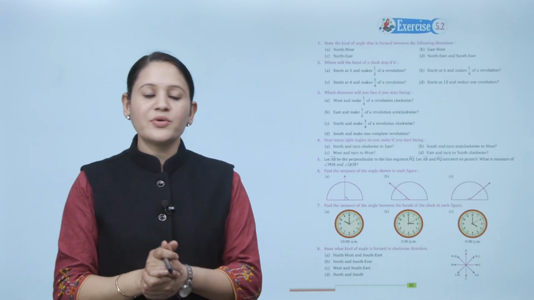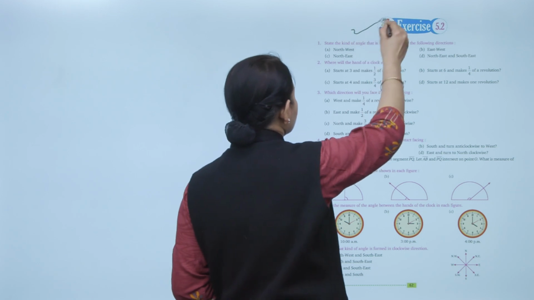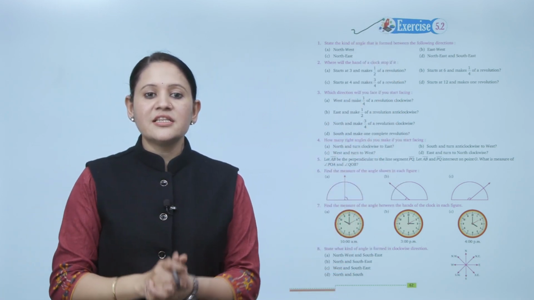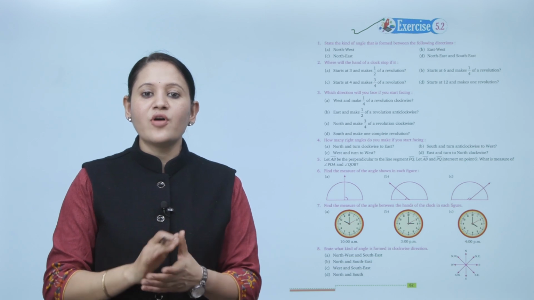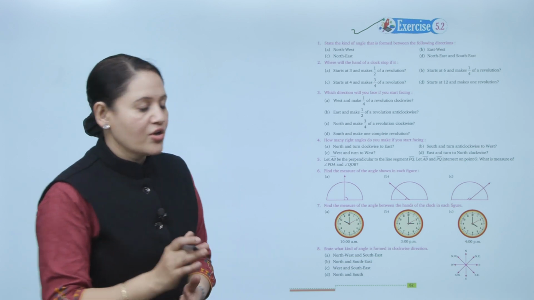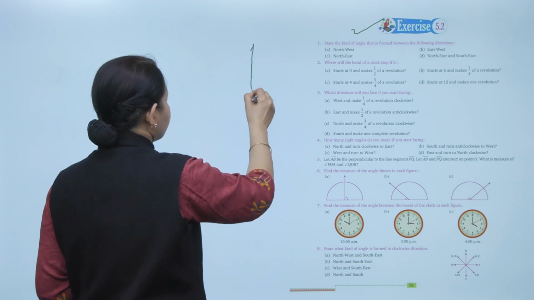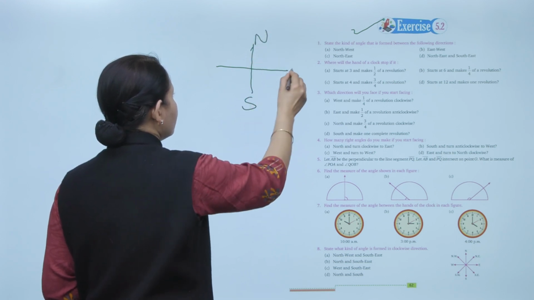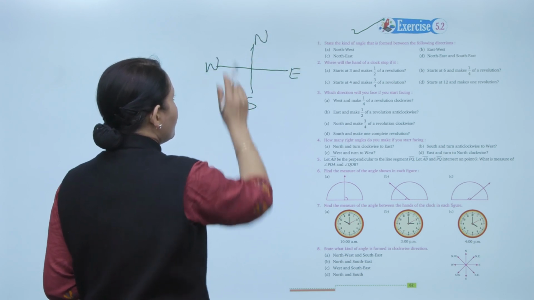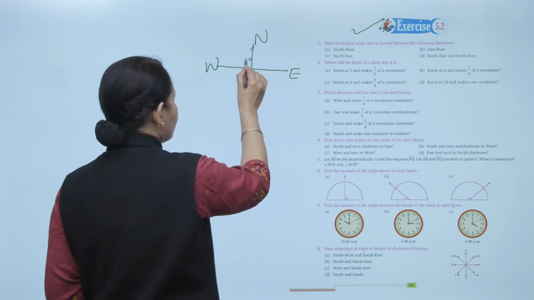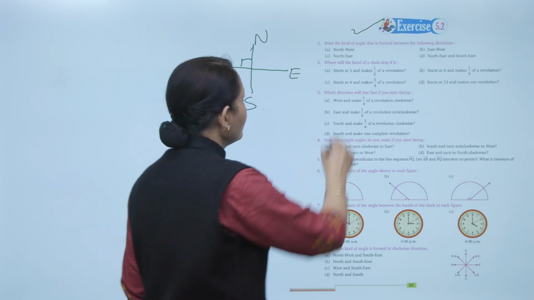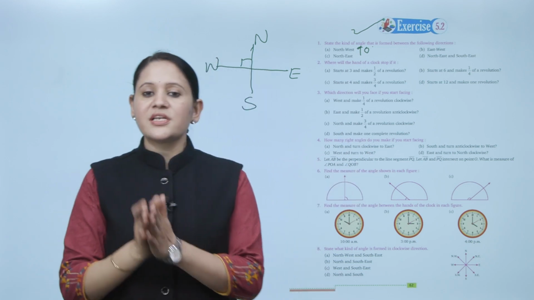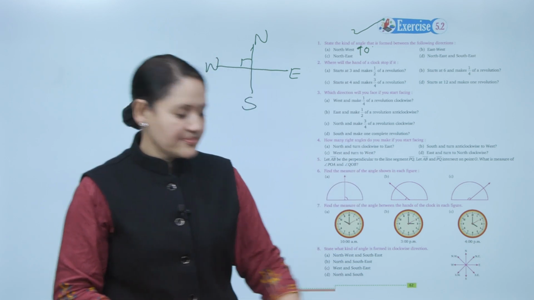Next is exercise 5.2. State the kind of angle that forms between the following directions: north and west. So these are the directions: north, south, east and west. North and west is equal to 90 degrees, means one right angle. Clear? So practice all the questions for this exercise.